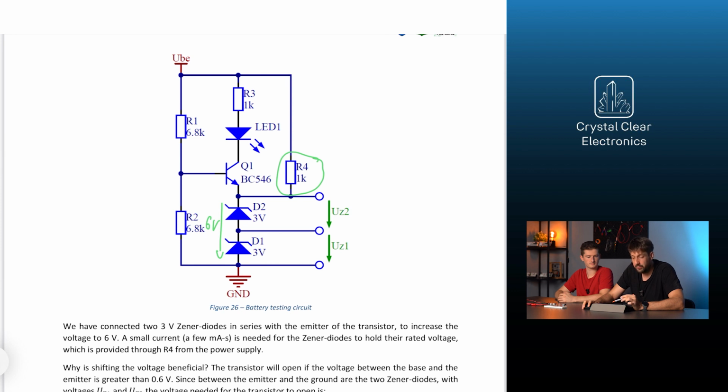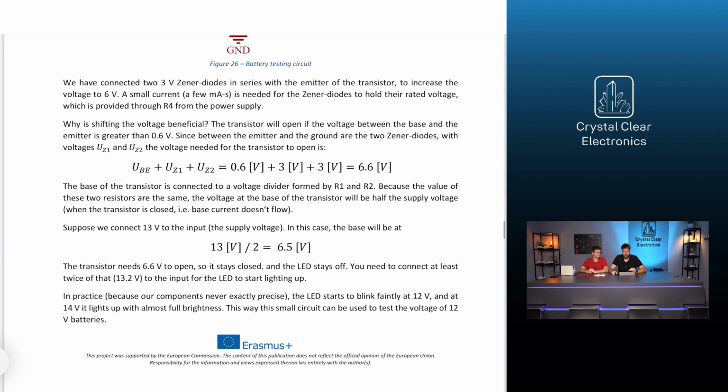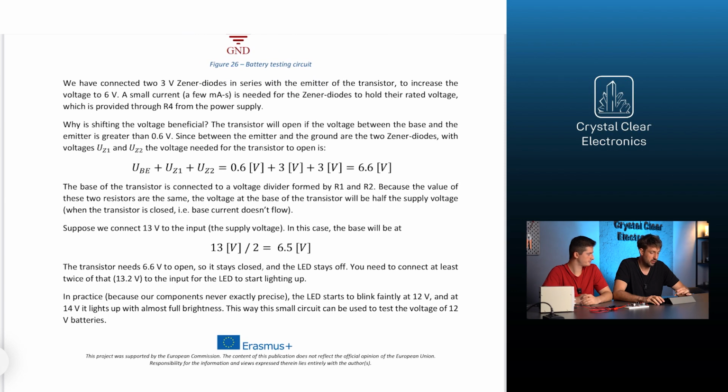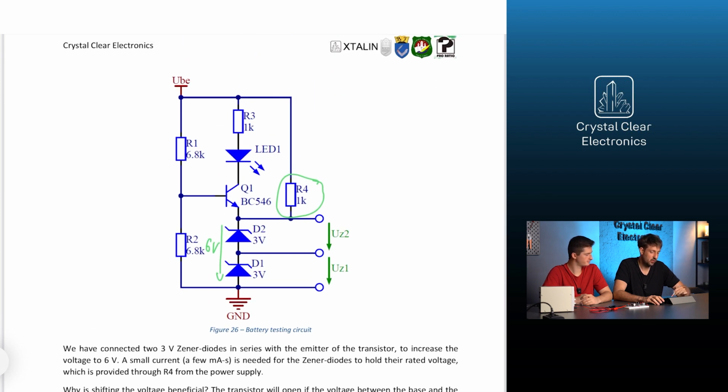the power supply. Why is shifting the voltage beneficial? The transistor will turn on if the voltage between the base and the emitter is greater than 0.6 volts. Since between the emitter and the ground there are two Zener diodes with voltages UZ1 and UZ2, the voltage needed at the base for the transistor to turn on is 3 volts plus 3 volts plus 0.6 volts, that is 6.6 volts.